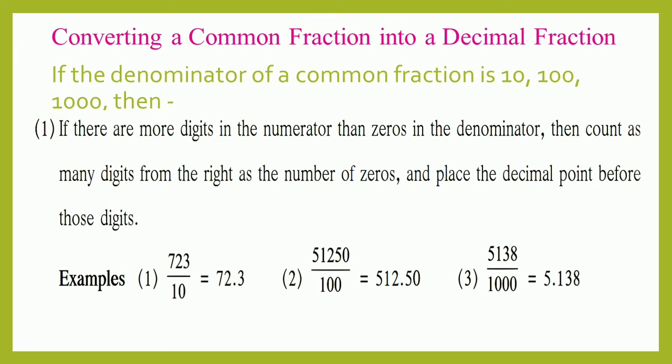So in the first case, in the number 723 there are 3 digits and only one 0 in 10. So we will count from the right, only one place. So the answer will be 72.3. In a similar way we will see the second sum. In the second sum the numerator is 51,250. There are 5 places in the numerator and the denominator is 100. There are only 2 zeros in the denominator. So again we will count the places from the right, but only 2 places. Why? Because in 100 there are only 2 zeros. So we will put the point between 2 and 5. So the answer will be 512.50.